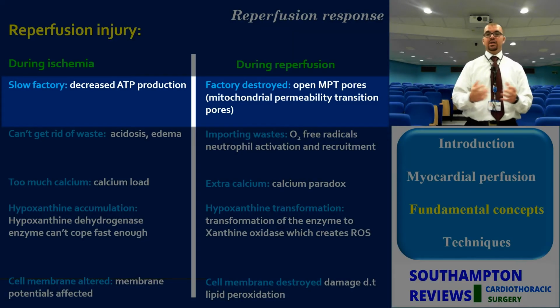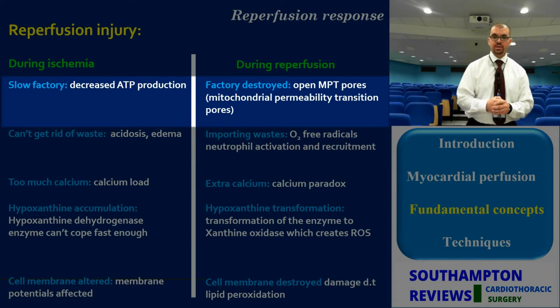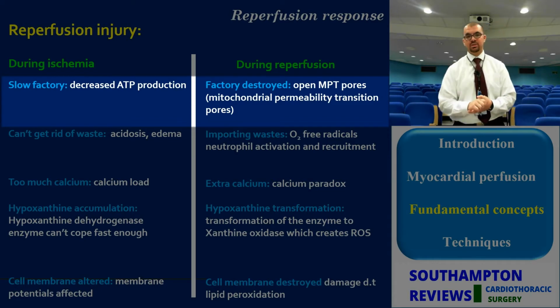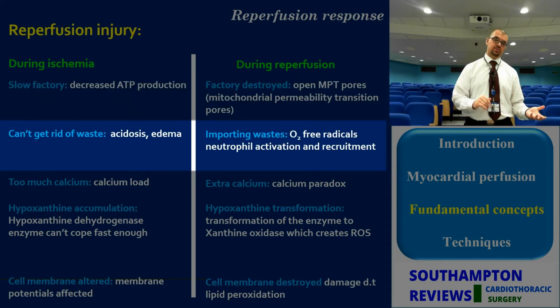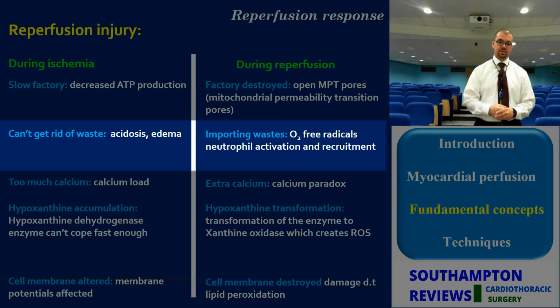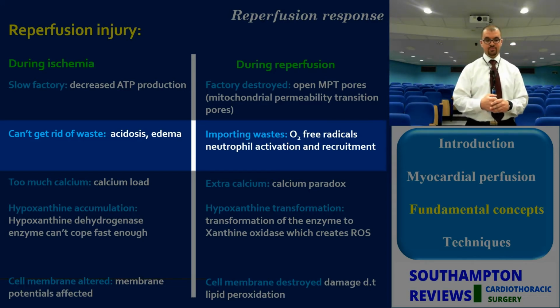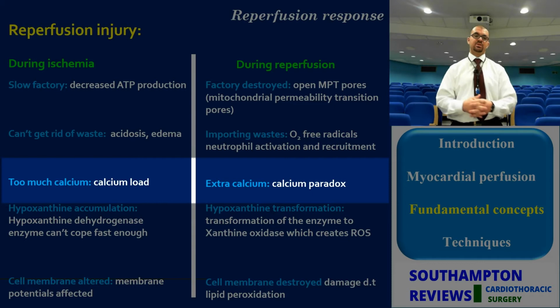For instance, you suffer low energy substrates and low energy production during ischemia due to slow mitochondria. Mitochondria get completely damaged during reperfusion due to opening of the MPT pores, mitochondrial permeability transition pores. You cannot get rid of wastes during ischemia. You're importing even more wastes during reperfusion by oxygen free radicals and neutrophil reactivation. Too much calcium during ischemia due to calcium load. As we explained earlier, the calcium paradox happens during reperfusion.